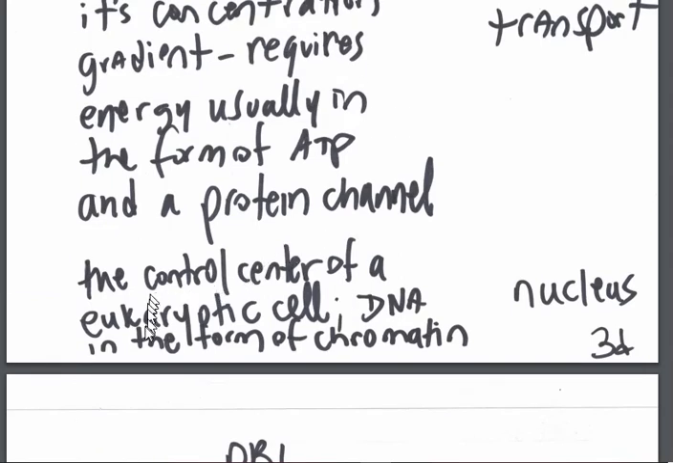The control center of a eukaryotic cell is called this. DNA is found there. It's in the form of chromatin until the cell gets ready to divide, at which time it condenses into chromosomes.